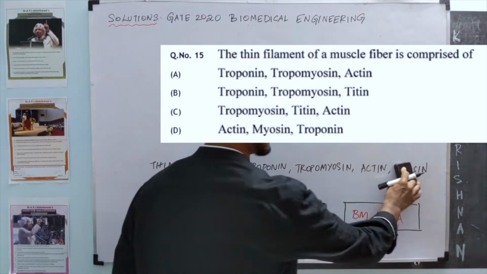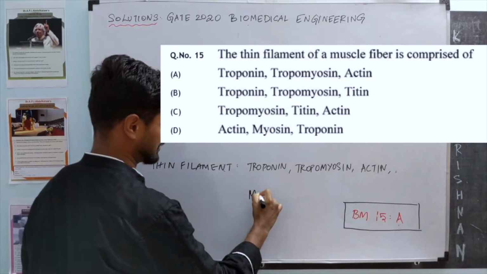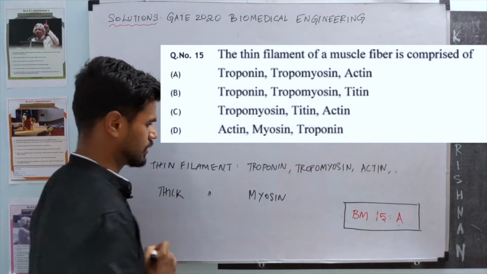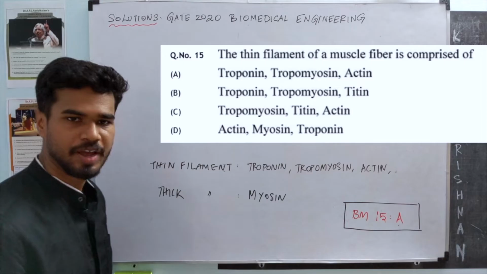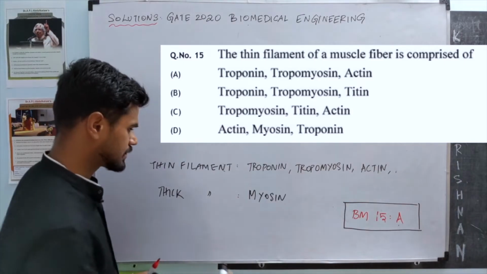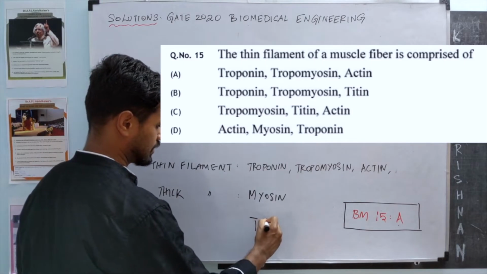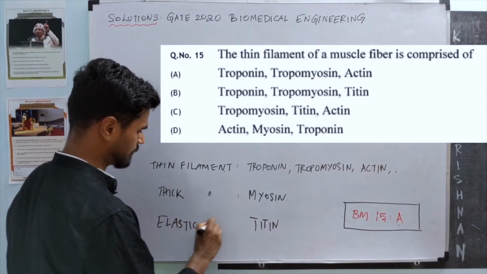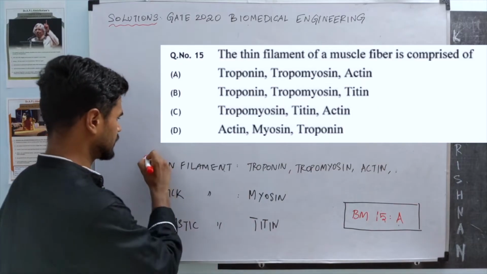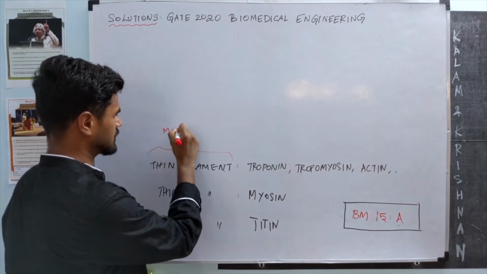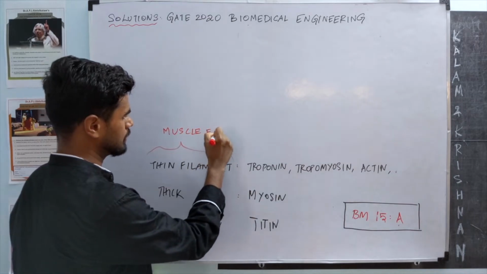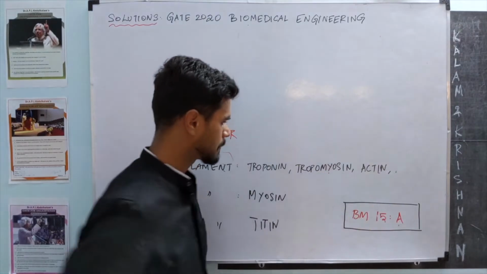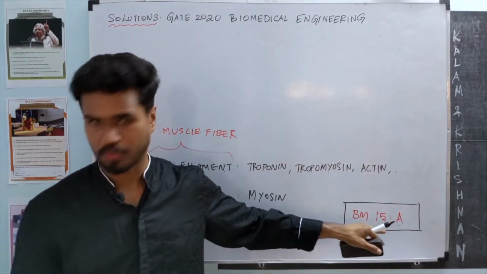No. Myosin is there in the thick filament. Okay, and then we have this additional titin. So where is titin in? That's in the elastic filament of the muscle fiber. So all these three belong to the muscle fiber, and the answer is the thin filament has troponin, tropomyosin, actin, which I think is option A.